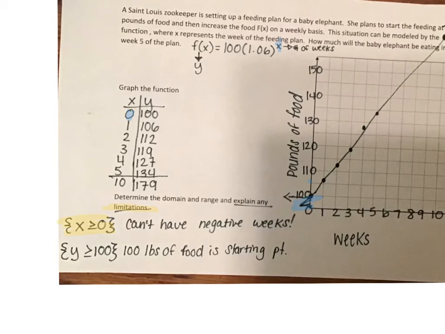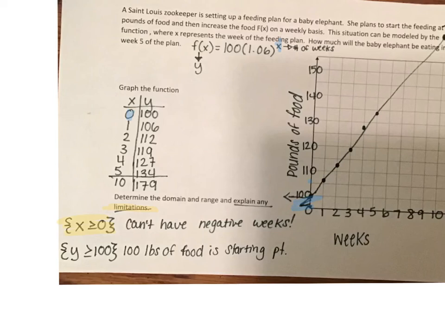Another limitation would also be the fact that an elephant doesn't live forever. So obviously it's not going to go on and on and on. But elephants live for a really long time, so you don't know when that would end. So the more reasonable limitation that you would talk about when it comes to your domain would be the fact that you wouldn't have negative weeks, so you wouldn't have anything less than 0 for your x values.